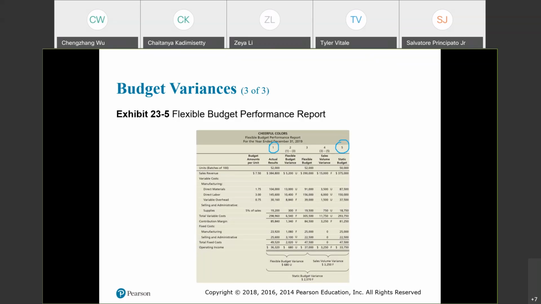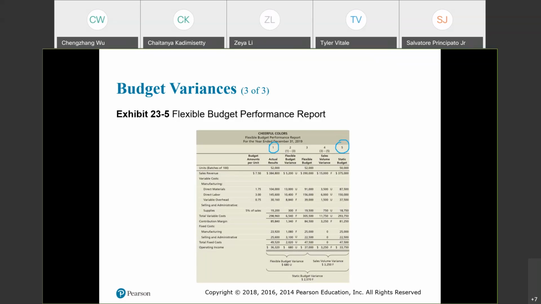Column 3 is the company's flexible budget for the 52,000 batches of sales, which is the actual sales volume. Operating income should have been $37,000 based on that level of sales.